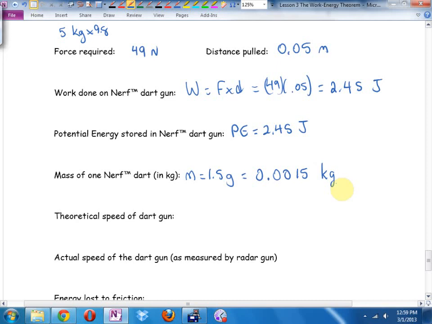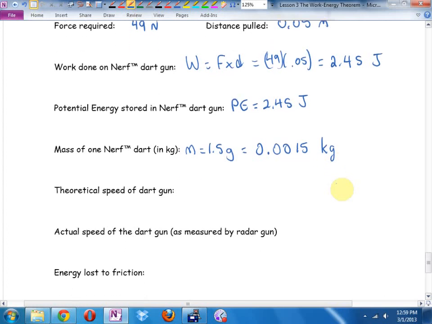When I pull the trigger, what happens to all of my potential energy that's stored? What does it turn into? Kinetic energy, which means I should be able to figure out the theoretical speed of my little gun here. In fact, I think I should be able to say this. All of the potential turns into kinetic. Yes? All of the potential, which we said was 2.45 based on our quick little measurements there, mass, force times distance, should turn into, hey Brad, what's the equation for kinetic energy?